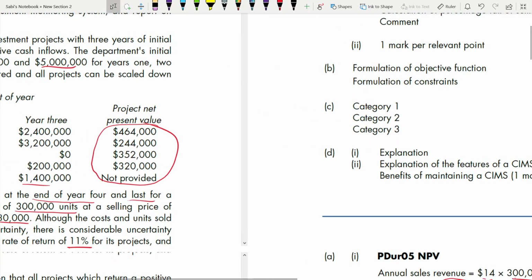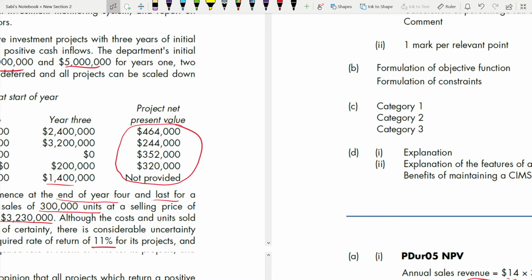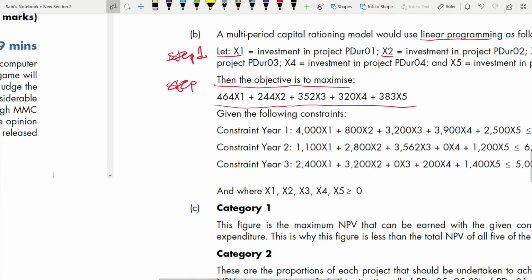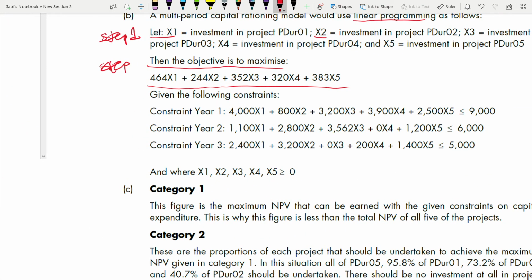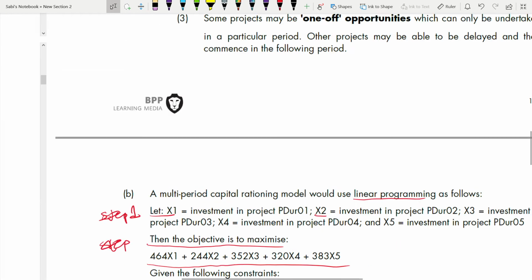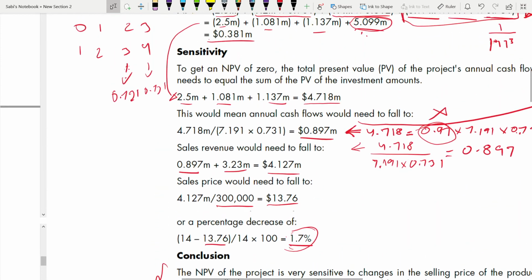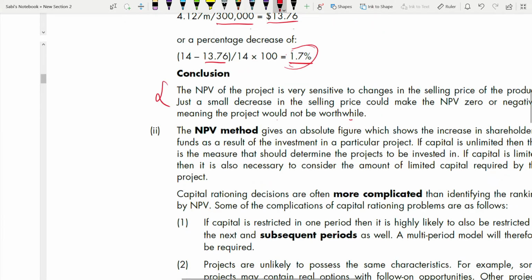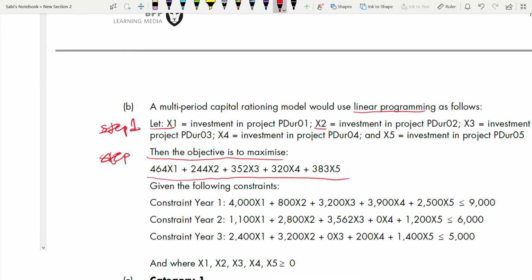So let's say for this first one, it is 464,000 into which project? X1, project 1. This will be added to X2, project 2, X3, project 3, X4, project 4, X5, project 5. Like that you have to take. So these are the figures they are taking here. Just see, 464 X1, 244, all this they're taking. And if you want to check for 5, what was the net present value we got for 5? 0.381 million. That means it is 381,000.